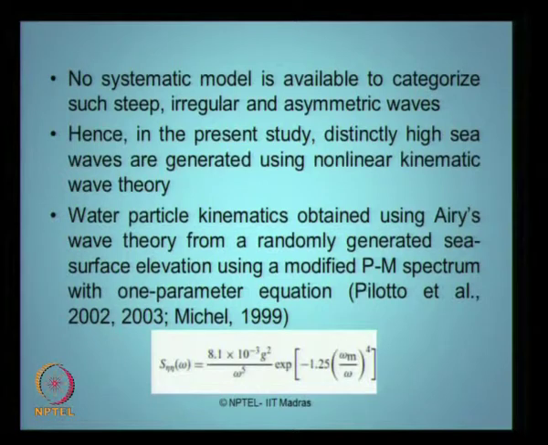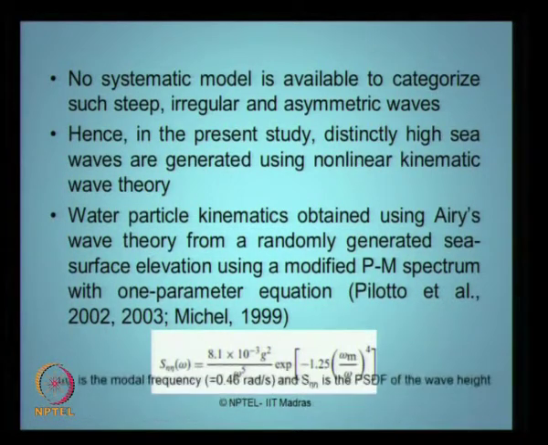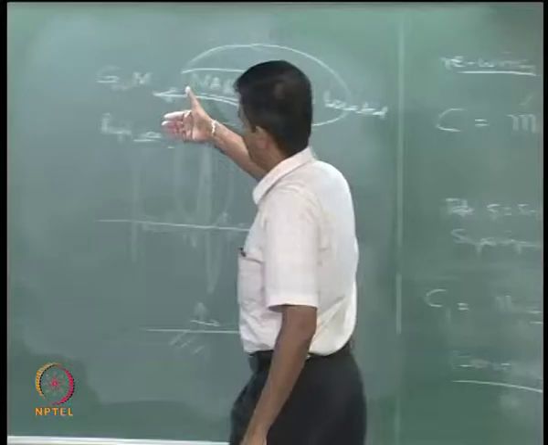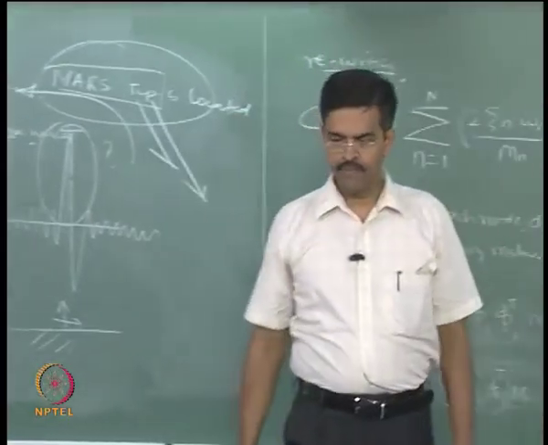So, that is the equation we have, S eta eta omega, that is a spectrum which is having only one parameter which is omega variation. Omega m is taken as the modal frequency or specific mode. We have said it is 0.46 radians per second, there is a reason for this, and S eta eta is of course the power spectral density function of the wave height, because I am worried about the wave height in this problem. Okay.